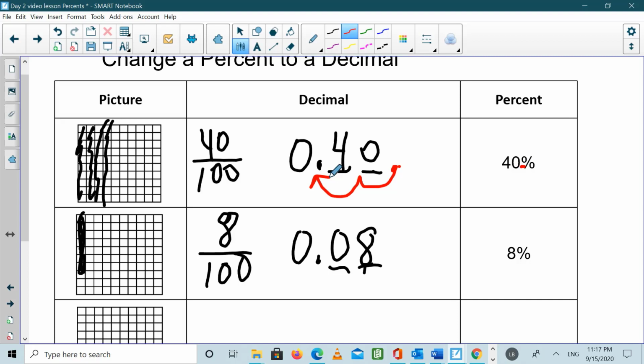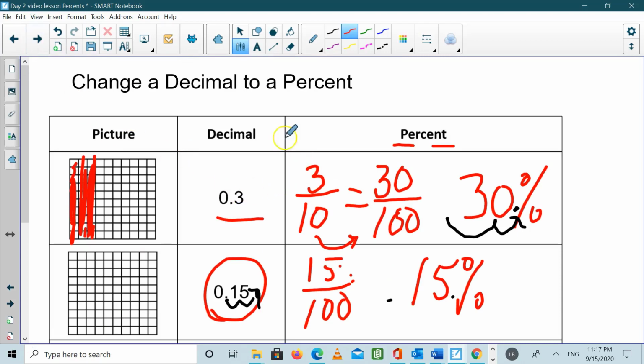Now, what about 8%? Where's the decimal in the percent? Here at the end. Where did it end up? So it started here, and it went 1, 2 places to the left. Okay, just a little tip. Now let's see if we can use that to help us with the next one.